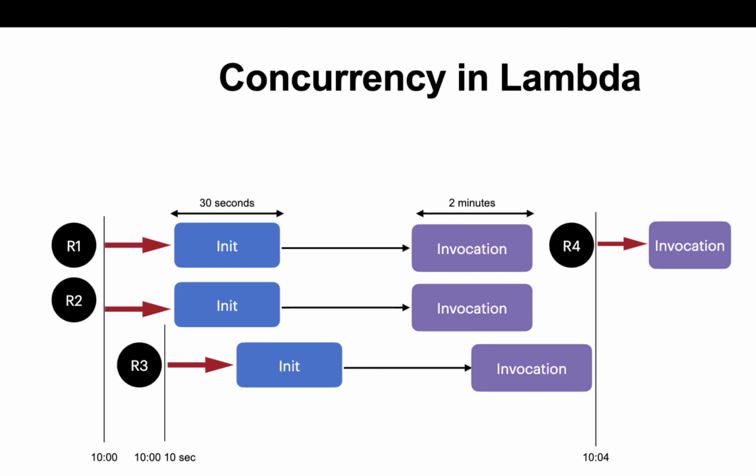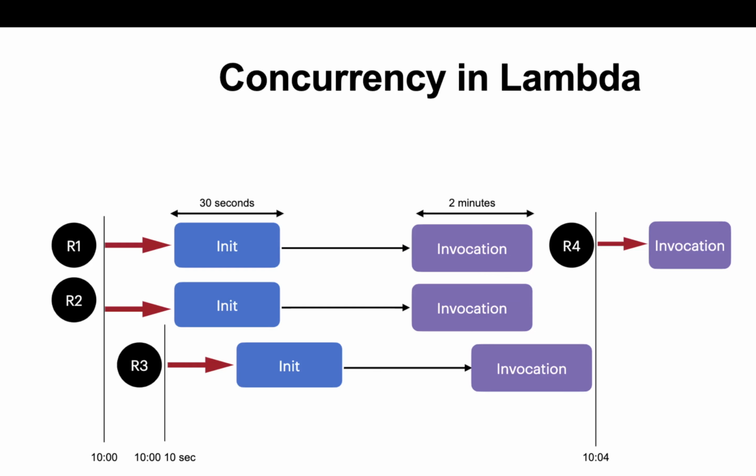Now let's say a new request is sent at 4 minutes past 10 o'clock. In this case, the first two function instances have completed their work, right? So one of these instances will be reused by AWS. The first function instance could be reused, and since it's already initialized, the init phase will be skipped and AWS will directly call its invocation phase.